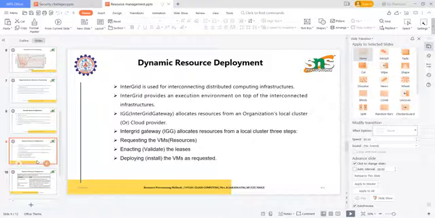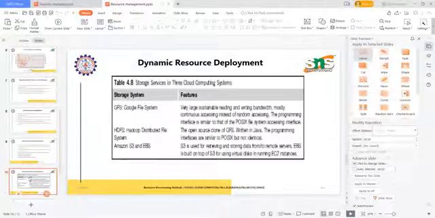First one is requesting the resources. Second one is enacting, that is validating the leases. Third one, deploying a virtual machine as requested. So now, dynamic resource deployment storage services.